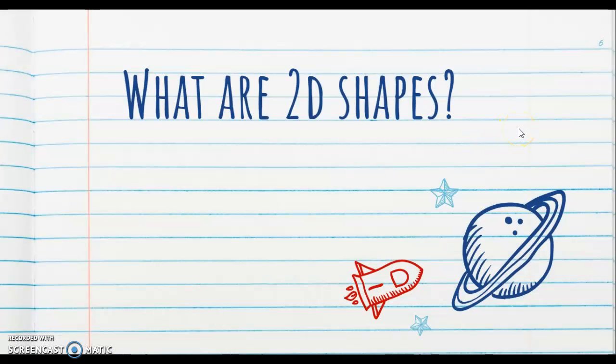What are 2D shapes? This is a great question. 2D shapes are shapes that are flat. So that means if I have a shape, I can lay it down and it's going to be completely flat. It won't be standing up. It'll be completely flat laying down.